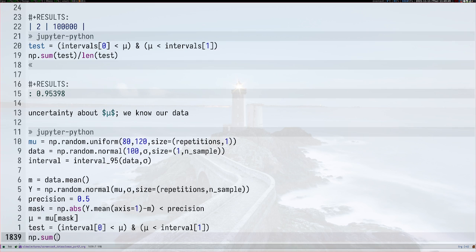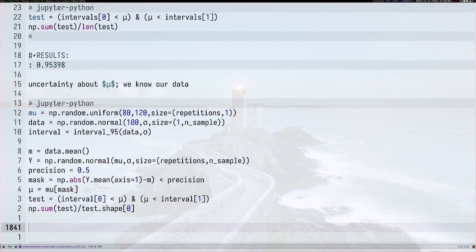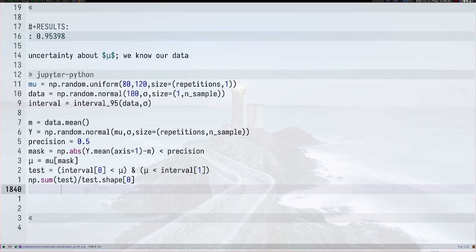Again, this is a Boolean vector, so there are zeros and ones, and I'm interested in the cases where this condition is satisfied. And I divide this by the length of this variable test. That's slightly complicated here because this is not simply the number of repetitions, because I've thrown away some of these y's because they generated a sample that was far away from the sample that I actually have, which was here defined in data.